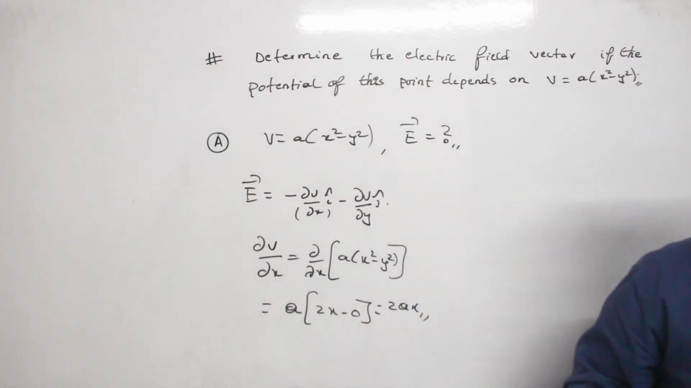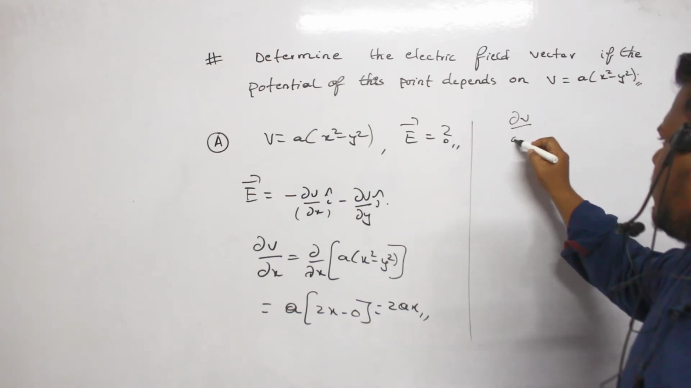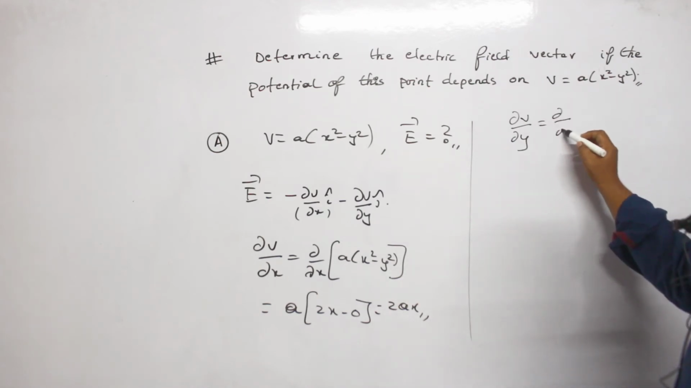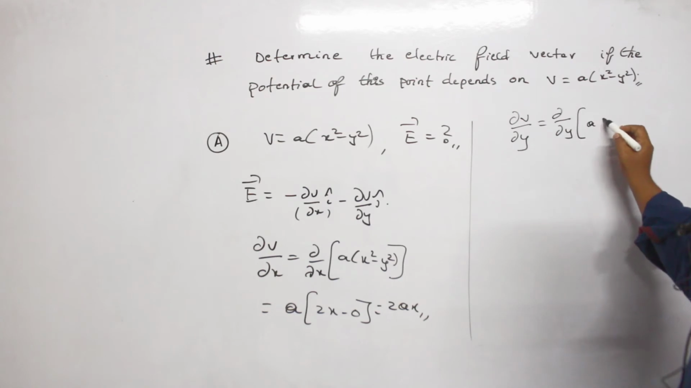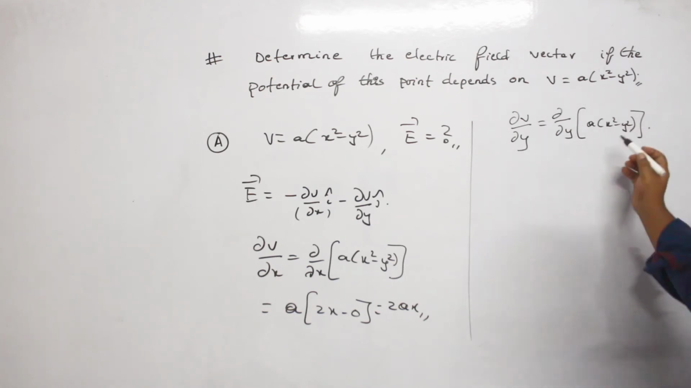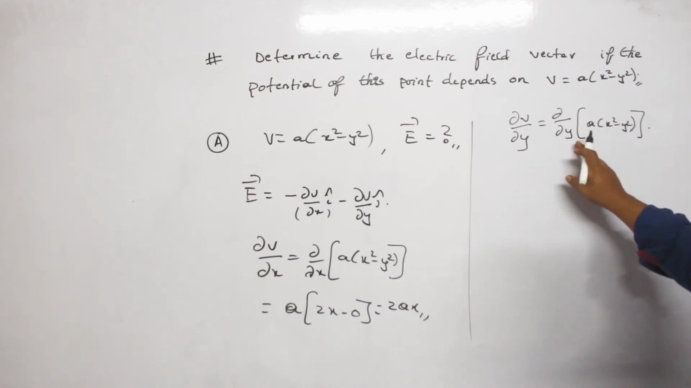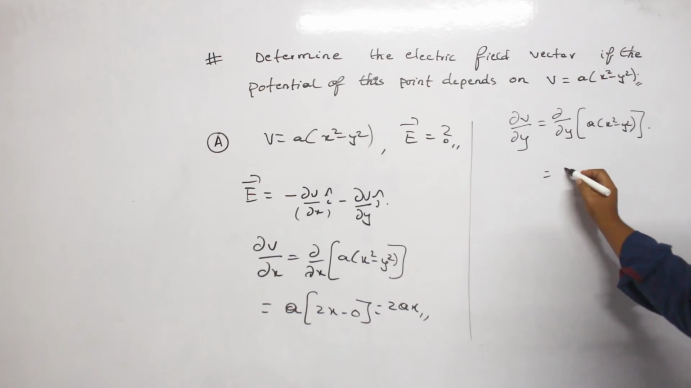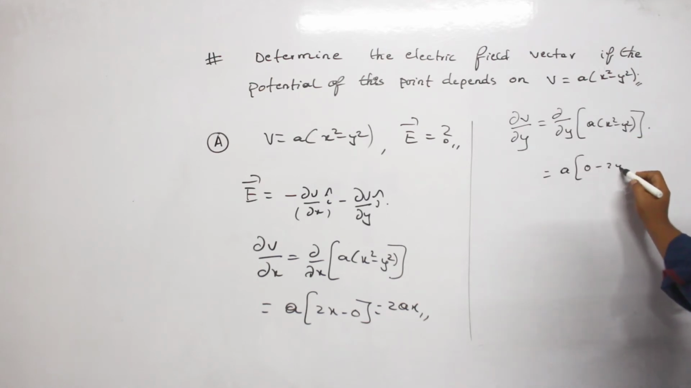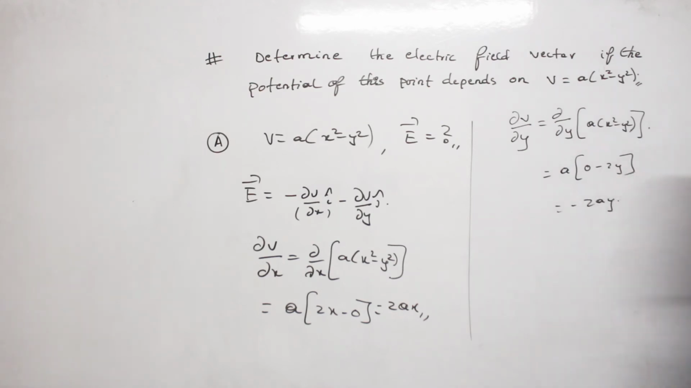Similarly, I should do the partial differentiation with respect to y also. So dou V divided by dou y. For this, how can I do it? Again, dou by dou y of the potential, which is again A into x square minus y square. Now here y is a variable and x is a constant, because we are doing partial differentiation. So therefore, taking A common, differentiation of x square is 0, differentiation of y square is 2y. So minus 2ay. That's all.